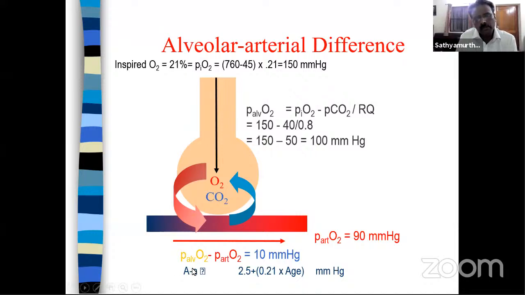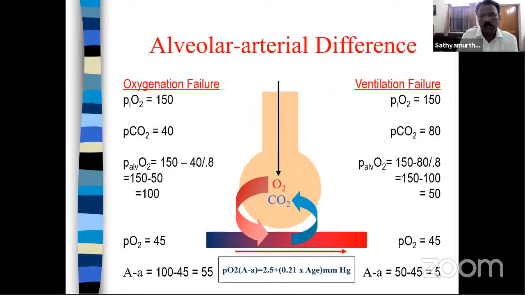When it is not correlating with the age, and the AA difference is more, it tells me that the patient has got hypoxemic failure, oxygenation failure. And if the AA difference is normal, it tells me that the patient will have ventilation failure. So let me show, like I've just done here.